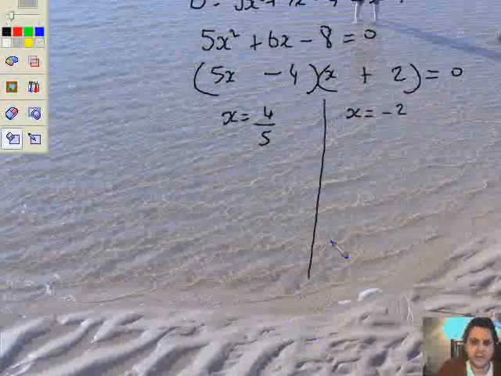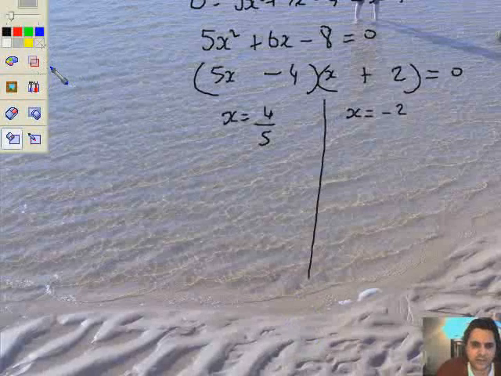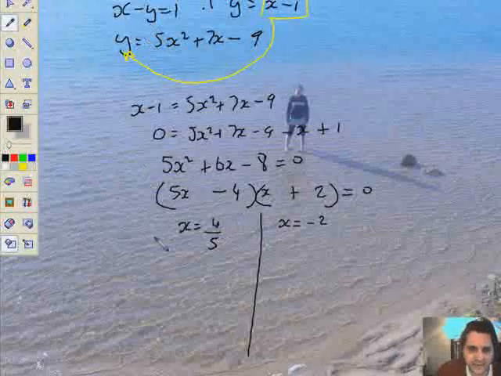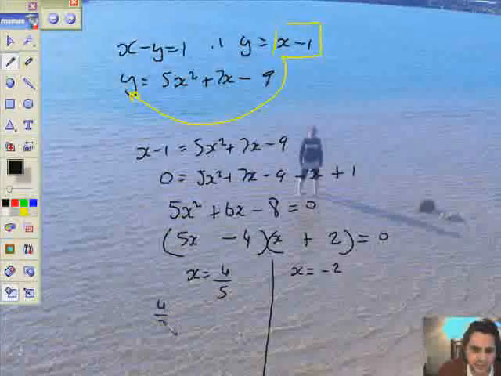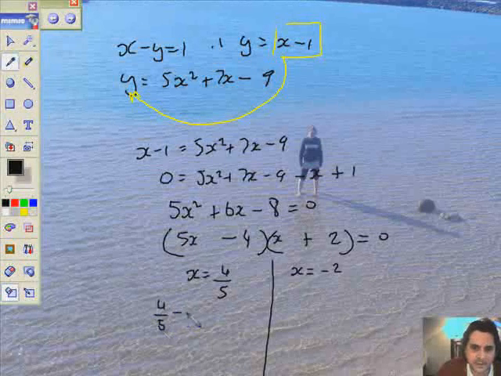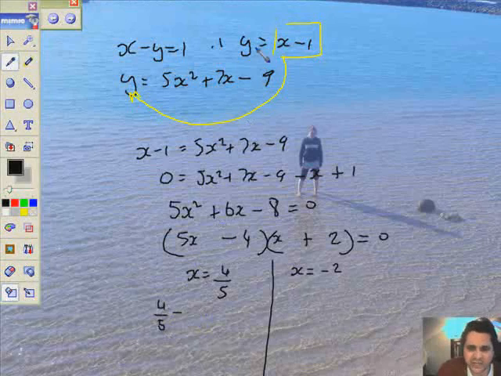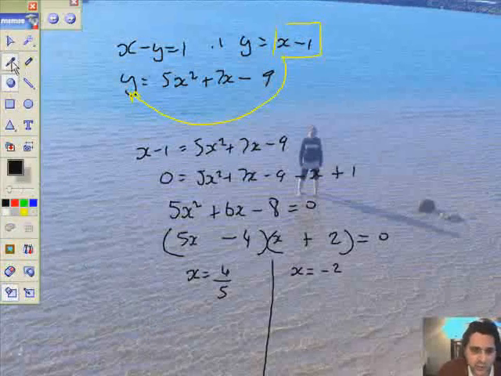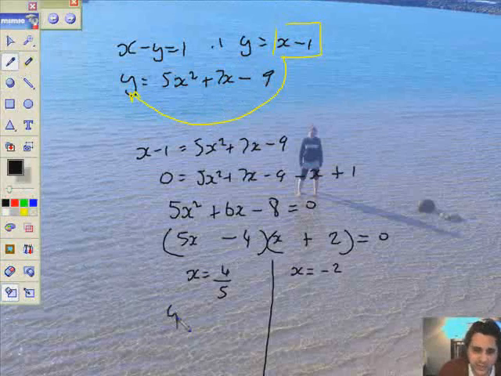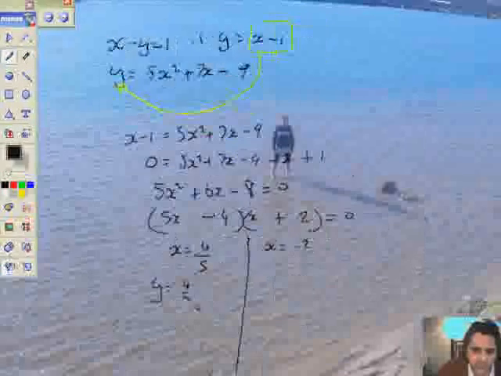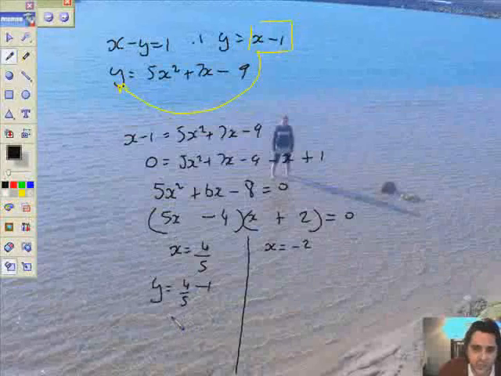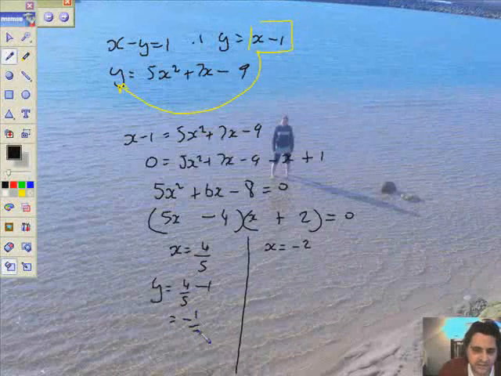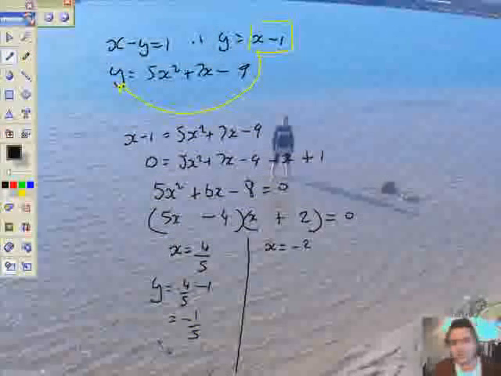Again, let's work out the corresponding y values. Put 4/5 into there. Let's shove it into this part here. I mean, why rearrange it and get all complicated? I know y equals 4/5 take away 1. That would give me minus 1/5, below 0.